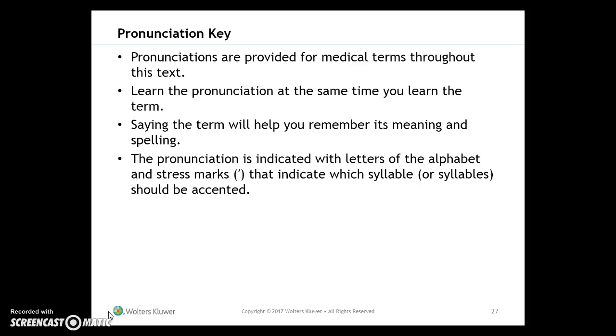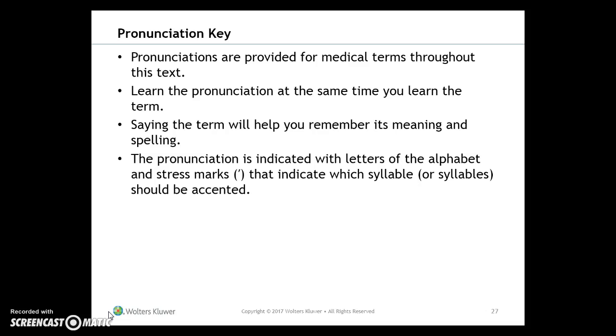So be sure to use the pronunciation keys that are provided in the text and in the online resources. It's very important to learn the pronunciation at the same time you learn a term. I know a lot of times people will listen to the live lectures in the beginning, and then as they progress think, oh, I read the book, or I'm getting good at this, I don't need to hear these terms, or I work in a healthcare facility.